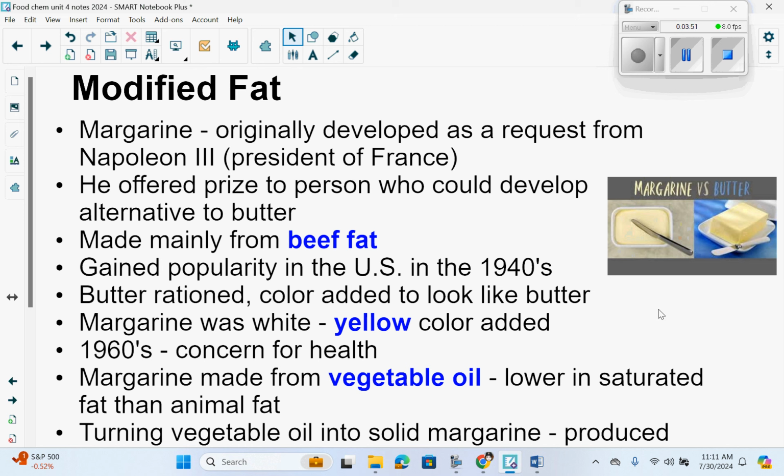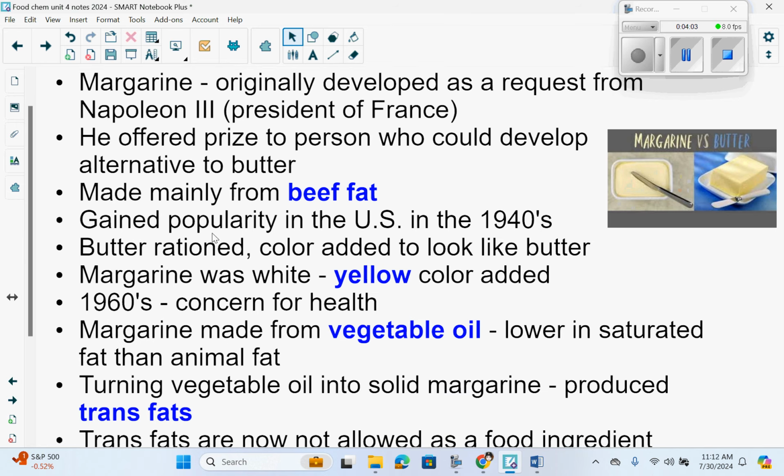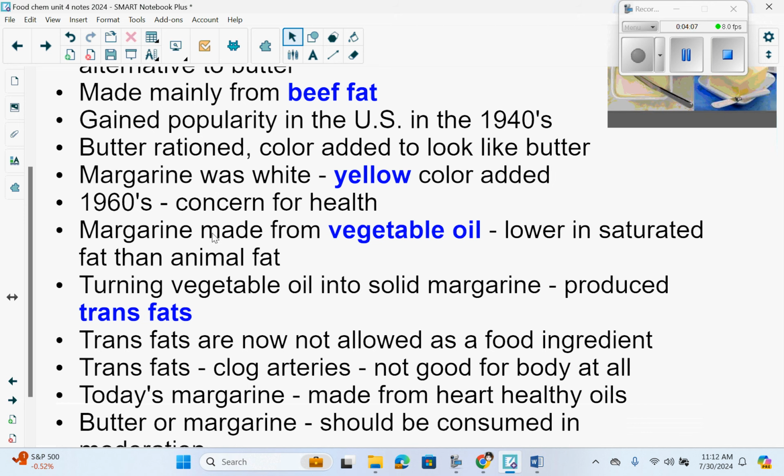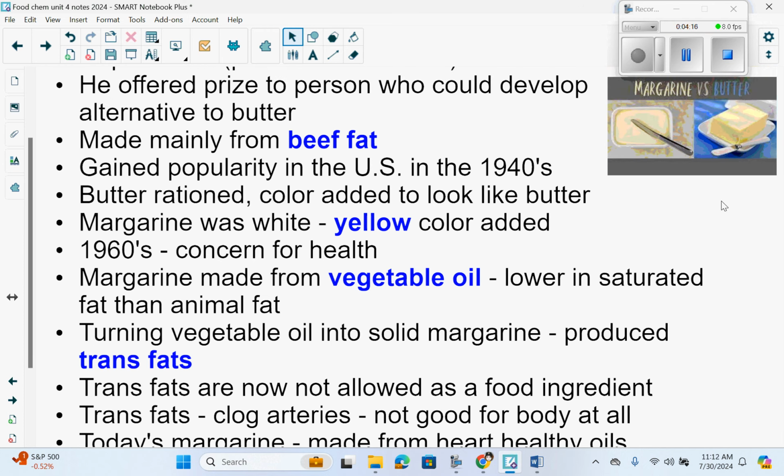So modified fats. This is something like margarine, which was originally developed as a request from Napoleon III, who was the president of France. He offered a prize to a person who could develop an alternative to butter. Butter is mainly made from beef fat. So margarine gained popularity in the US in the 1940s. This is when butter was rationed. So color was added to margarine to make it look like butter. Margarine by itself is white, so a yellow color was added.